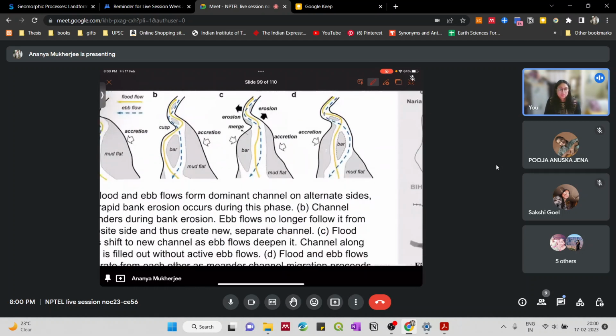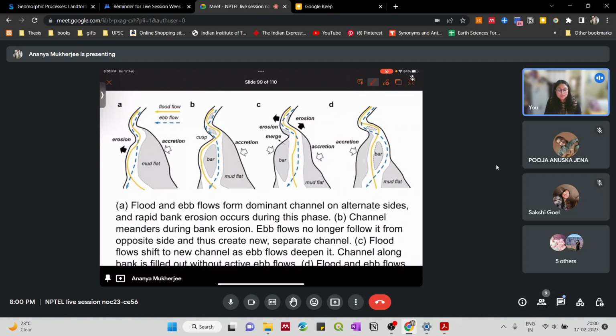Because of these processes. First there is erosion, then a bar has formed. Because over here the deposition is going to increase, the water is getting cut off from here. So now the channel has shifted towards your right. Then again it will start depositing.